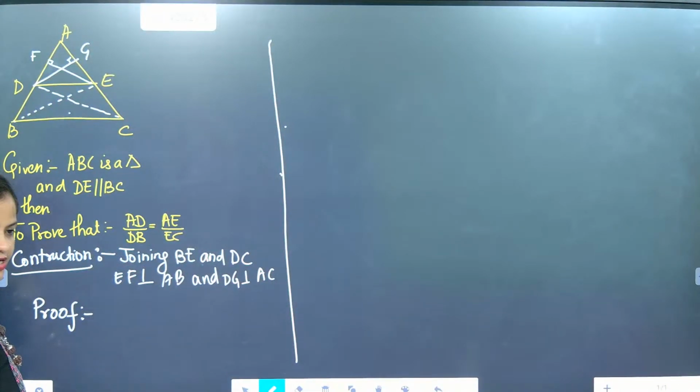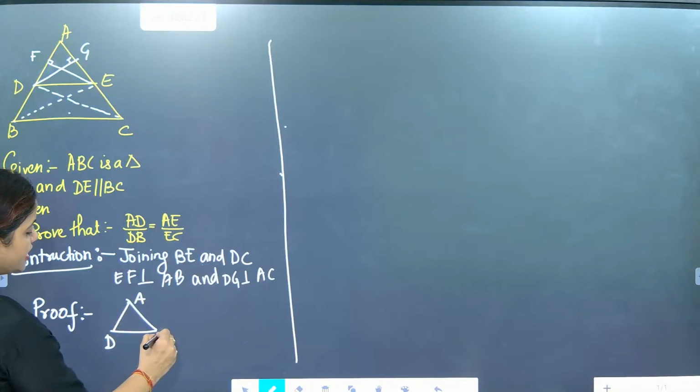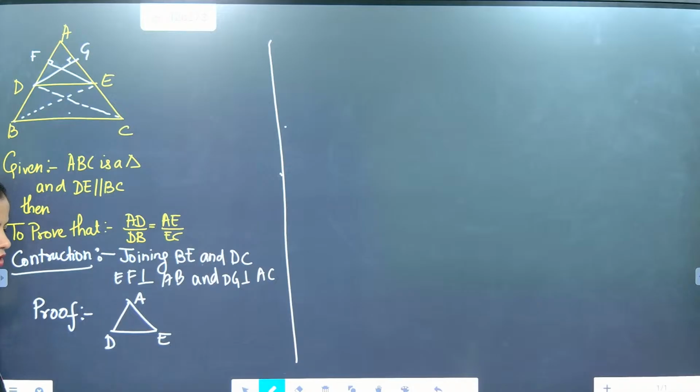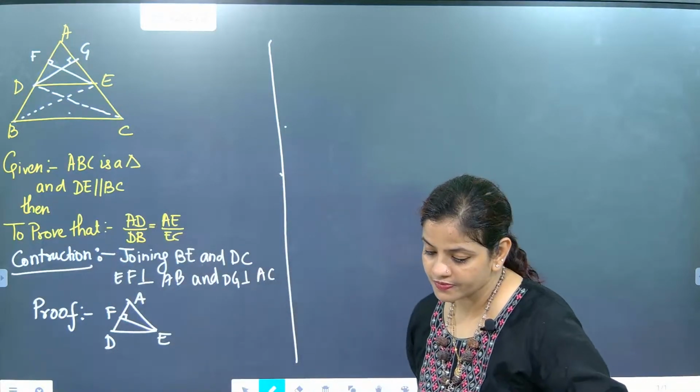In the proof section, the first work is we are going to take one triangle. This triangle is ADE. Now in this triangle, the perpendicular is F. Check it out, draw it, children. Take your time.